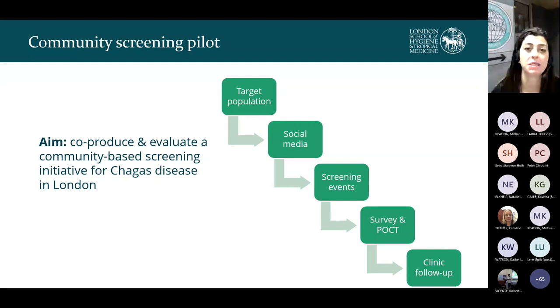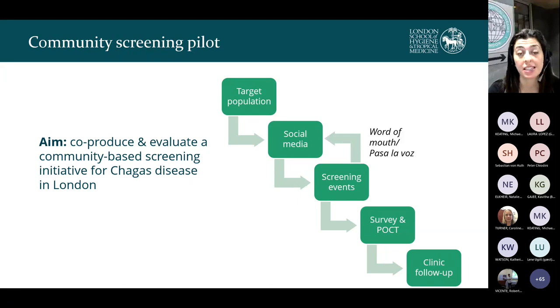We advertised specific screening events where people could come and see us for a point of care test, for example, in community centres in South London, where there are very large Latin American populations. And we also set up stalls at other people's events, so at charity events, at mother and baby groups, and at dance events too.